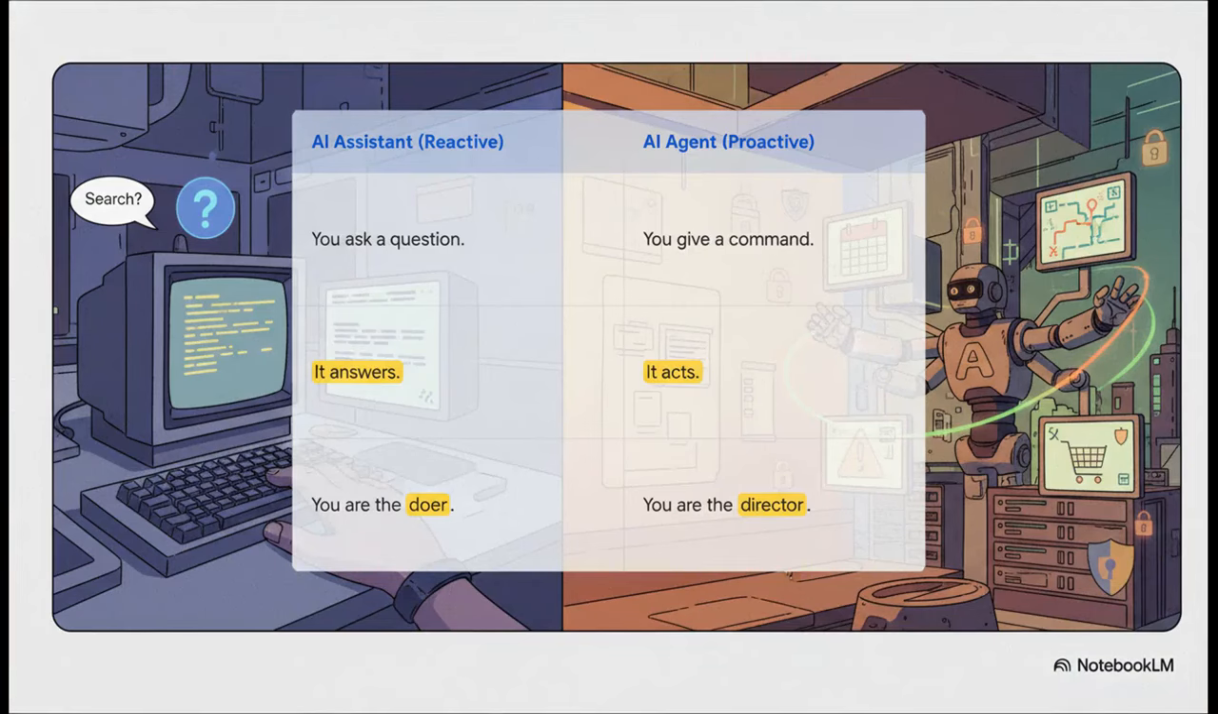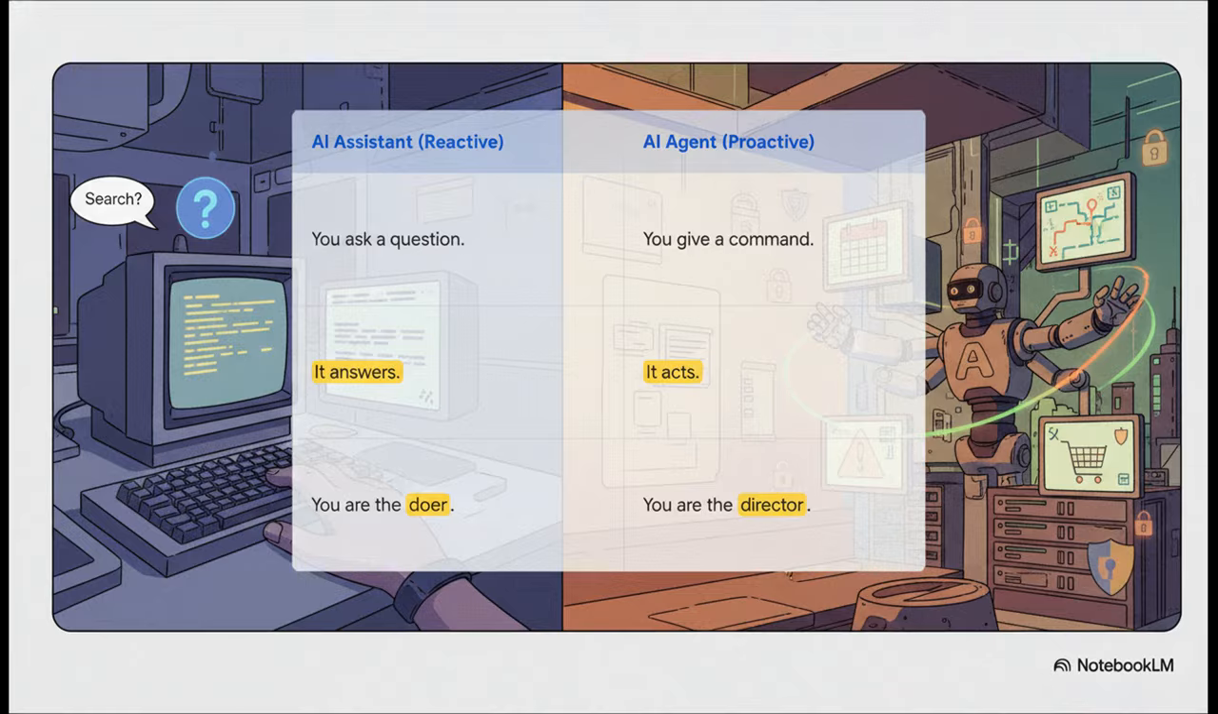And this example just illustrates the difference perfectly. With an assistant, you ask, what's a good flight to Paris? It'll give you a list of options, sure, but then you have to go to the airline's website, fill in all your details, and book the ticket. In that scenario, you're the doer. With an agent, you just give a command. Book me a nonstop flight to Paris for next weekend and keep it under $1,000.